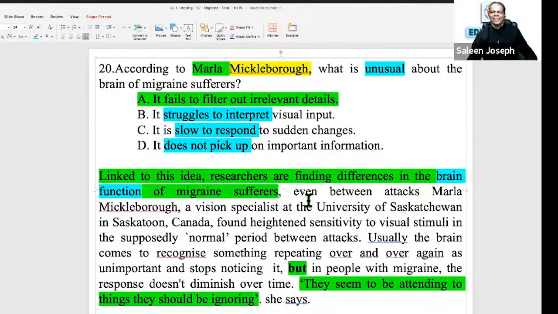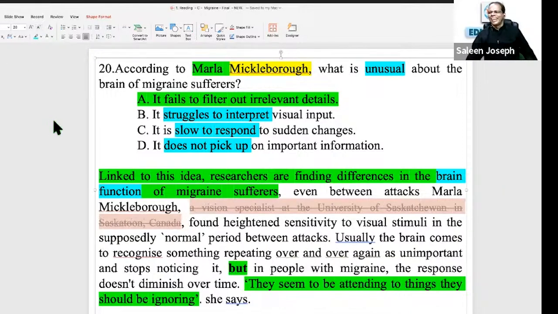How nice. See, now, function of migraine sufferers, even between attacks. Migro, a vision specialist in the university, all these details, where she is, Canada, all these things are not necessary. These are irrelevant details which only the migraine aspirants will read. Otherwise, you did not read these things.